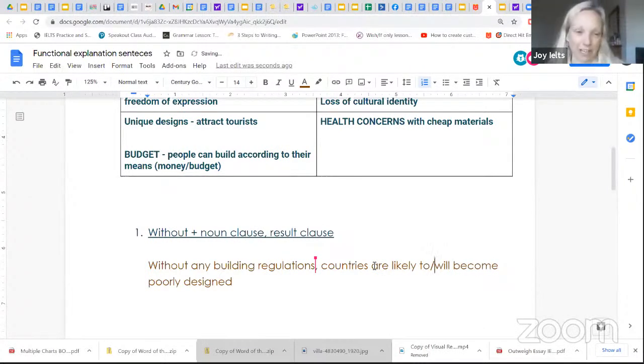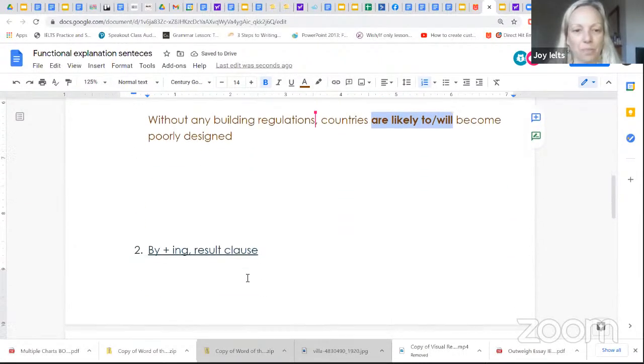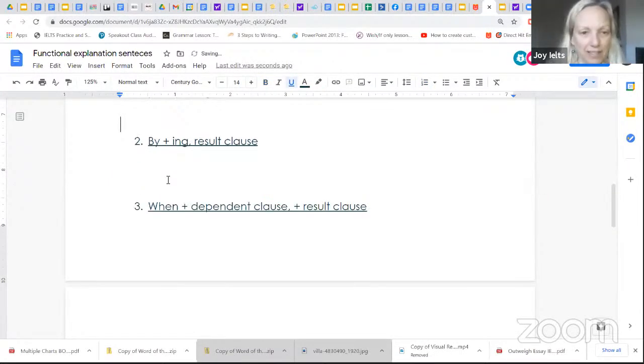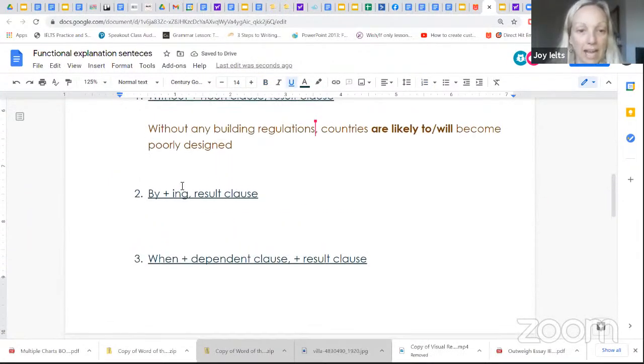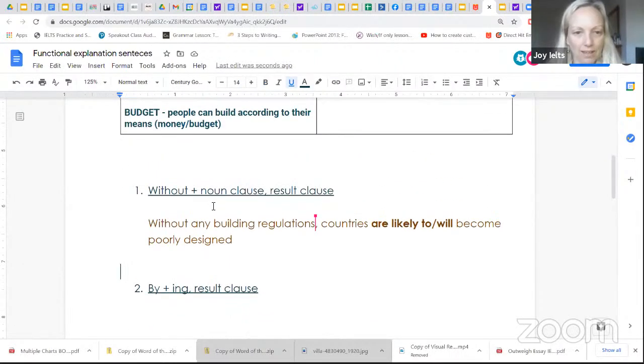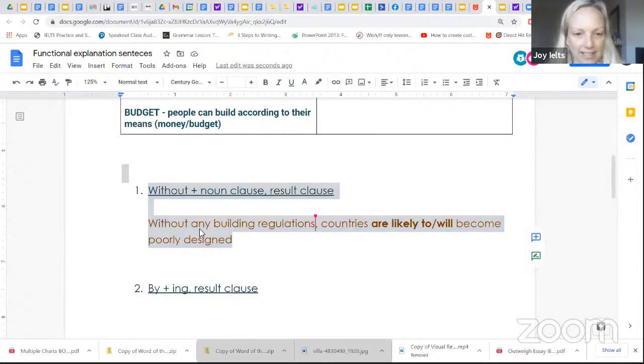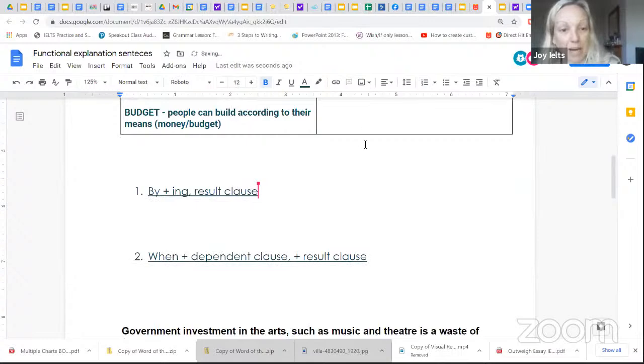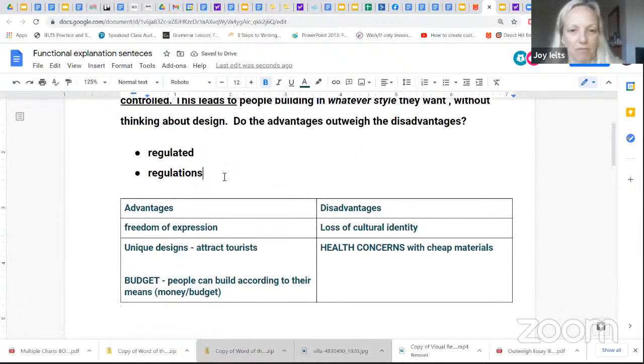So we were looking at some phrases this morning in the Academy for future instead of will. So we can say are likely to become or will become. Mutaz, thank you very much. Without any building regulations. Now, what about the second type of sentence? By plus ing. Now I'm going to put this above, and delete that. By plus ing plus the result.